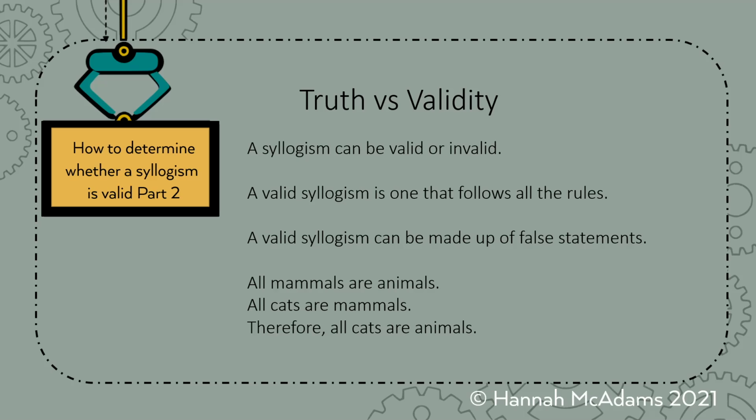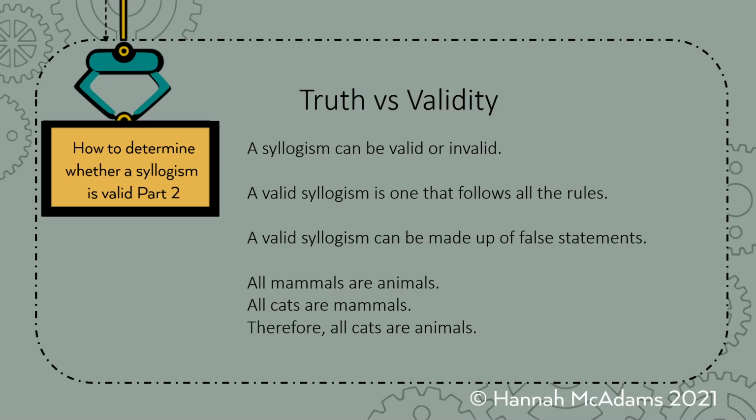But a syllogism can be valid or invalid, okay? A valid syllogism is one that follows all the rules. A valid syllogism can be made up of false statements, okay? So false statements like Indiana is a planet, we can use that in a valid syllogism. That's the difference, okay?